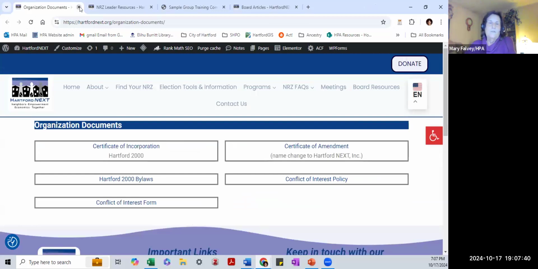We have all our organizational documents. So we were started as Hartford 2000. Our certificate of incorporation with the Secretary of State is here. Our current bylaws are here. When we do the next annual meeting, we'll have some updates to that, so we'll make sure those updates are there. The conflict of interest form, I hope all of you have downloaded it from your call to meeting, and we'll get that back to Jeff. The certificate of amendment for when we changed our name from Hartford 2000 to Hartford Next, and then the actual policy for conflict of interest.